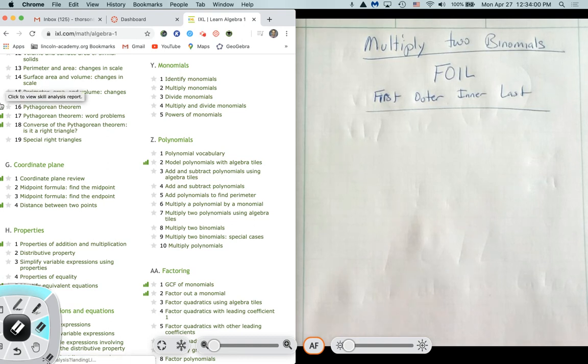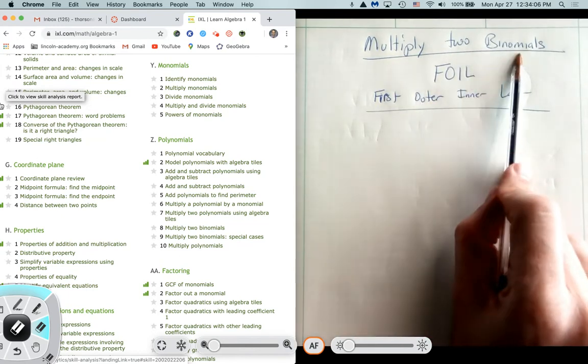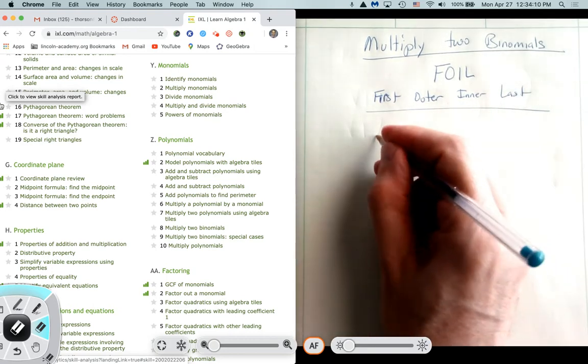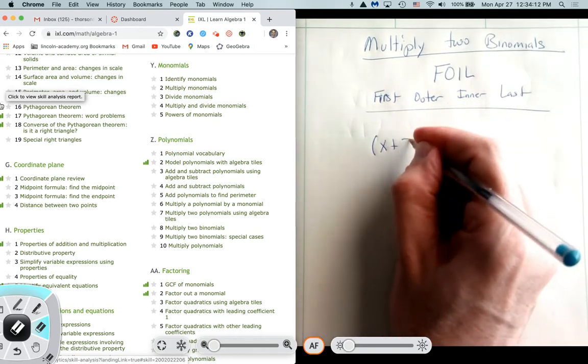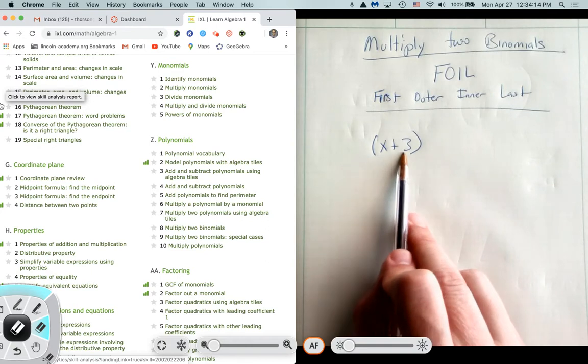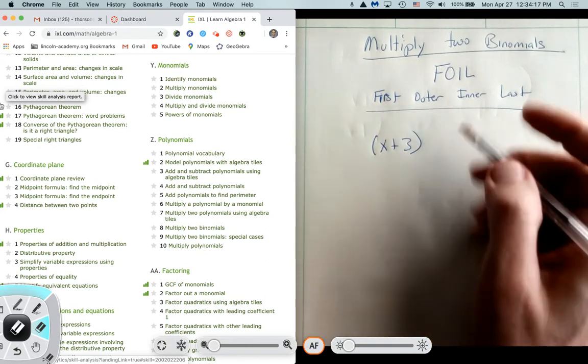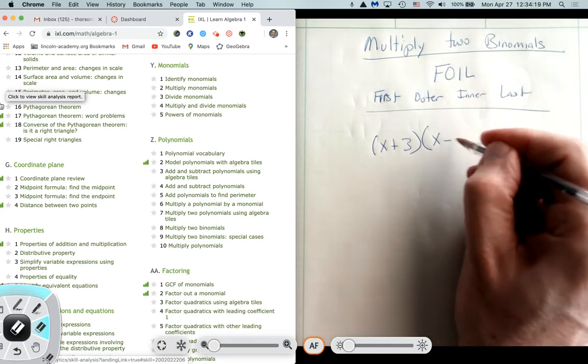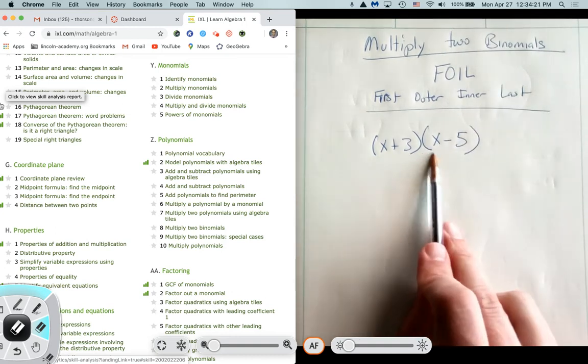Welcome. Today we're going to learn about multiplying two binomials together. Now, what we mean by binomials is they are a two-term expression. Two-term meaning something like x plus 3. So this is one binomial, and we're going to multiply it by x minus 5. This is a second binomial.